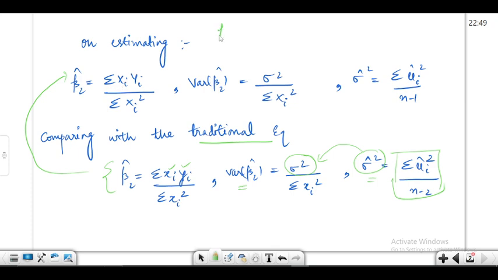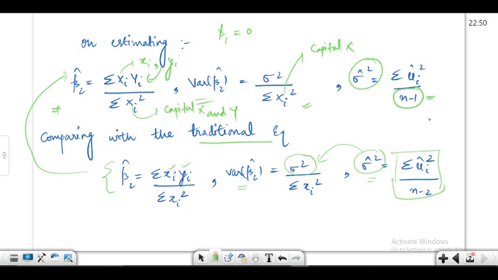Since beta 1 is equal to 0, the first formula is beta 2 hat equal to summation capital Xi yi upon summation capital Xi square. This is not small xi or small yi; this is capital Xi yi. Similarly, the variance is sigma square upon summation capital Xi square. Here too we have capital X and Y. Sigma hat square is equal to summation ui hat square upon n minus 1.